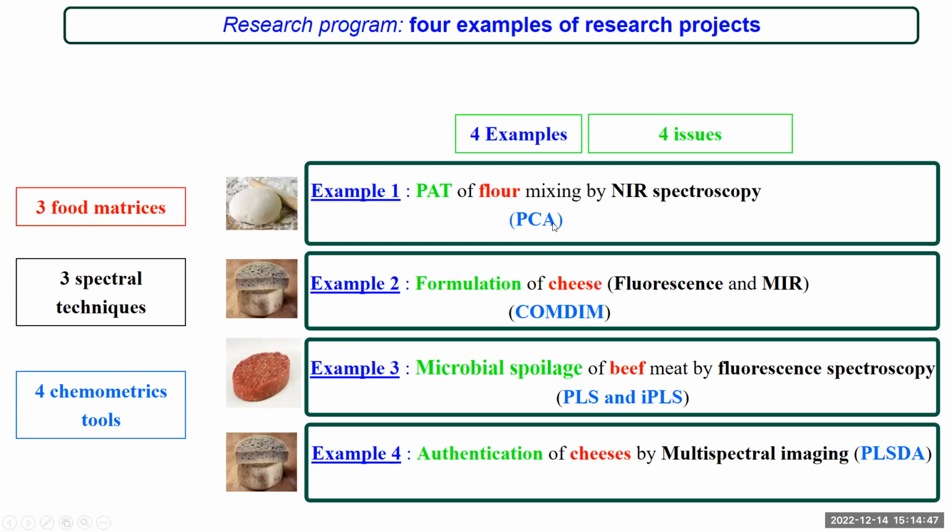And also, I'm going to talk to you about the different chemometric tools that we used in those different examples: principal component analysis, common dimension analysis, partial least square, interval partial least square, and partial least square discriminant analysis. We also use different spectral techniques: near-infrared, fluorescence, middle infrared, and also multispectral imaging.